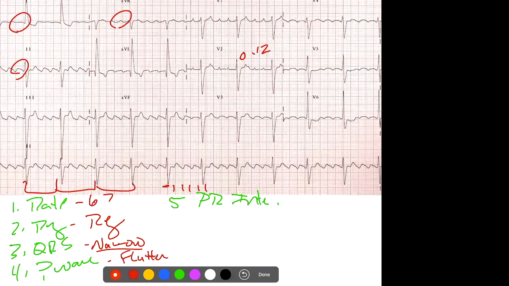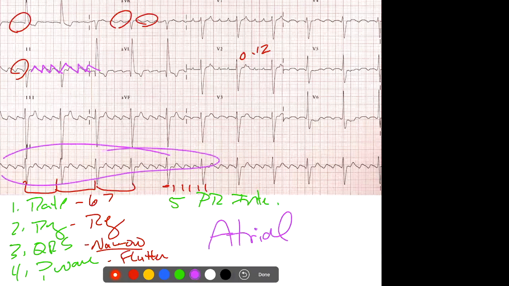Even though the complexes here are upright in 2, you've got an upright in AVR, which tells you something's weird. And you look at these classic sawtooth waves here, right? So, yep, atrial flutter. And it helps when the rate's not so stinking fast. These are real pretty, easy to pick out. And remember, in V1, those flutter waves will look like P waves here on these right-sided chest leads.